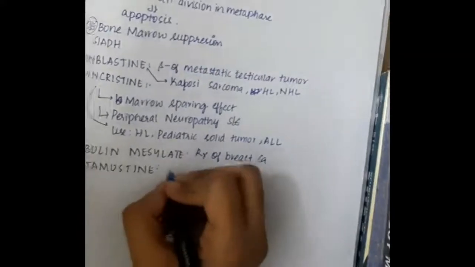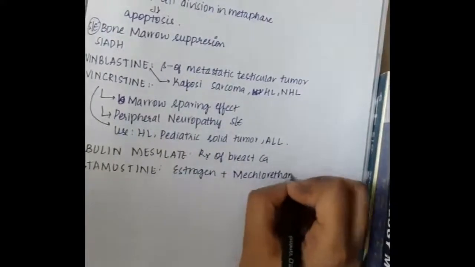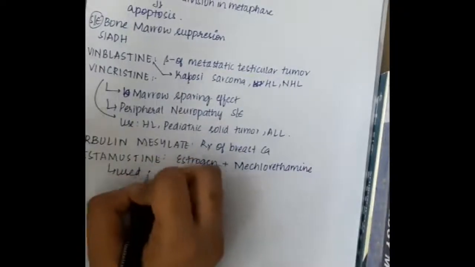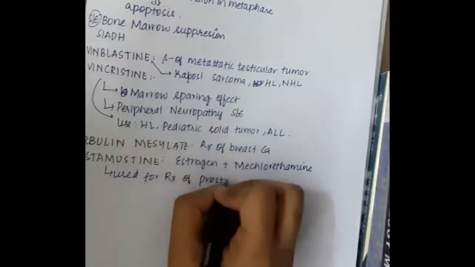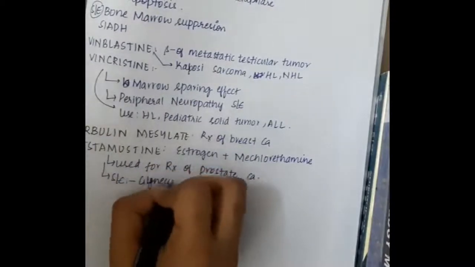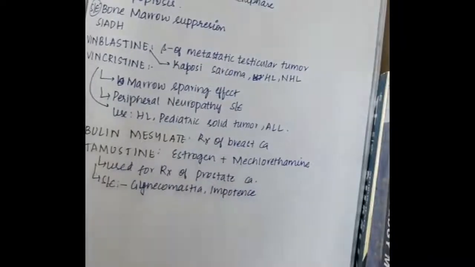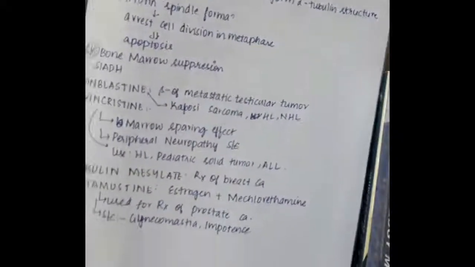Estramustine is estrogen plus mechlorethamine together; we call it estramustine. This estramustine is used for the treatment of prostatic carcinoma. It causes the side effects of gynecomastia and impotence.